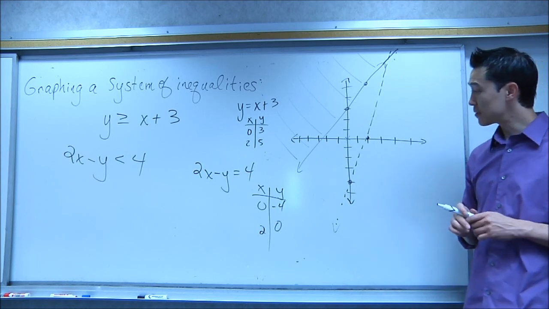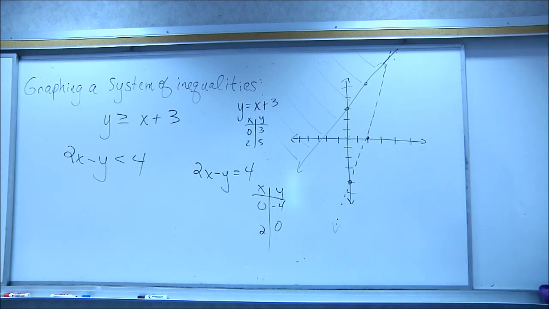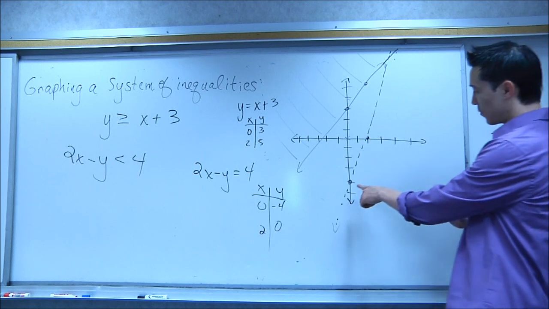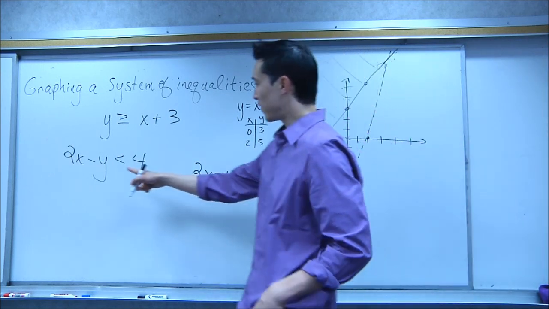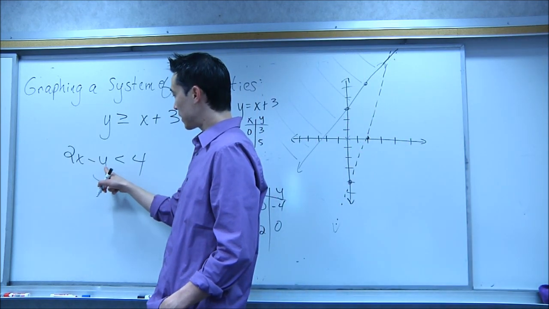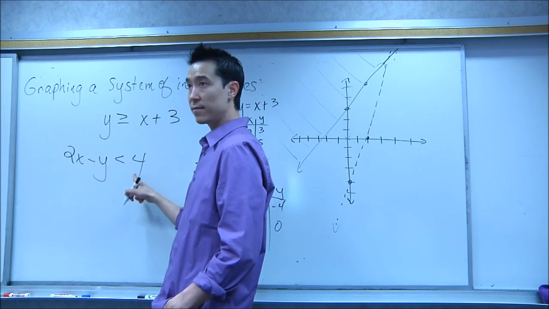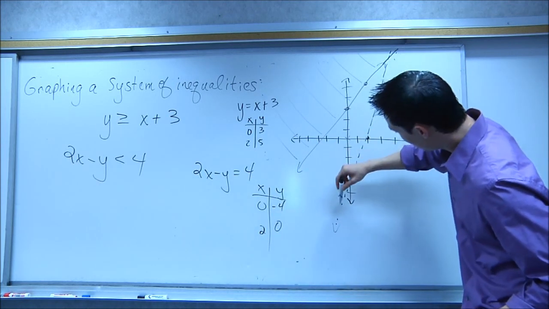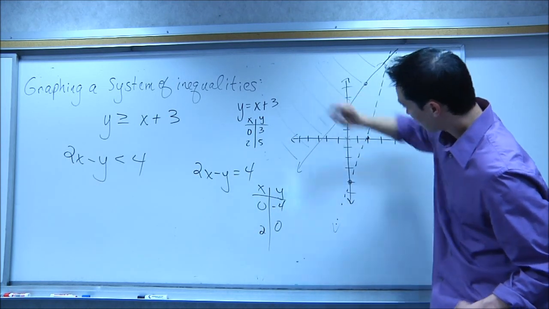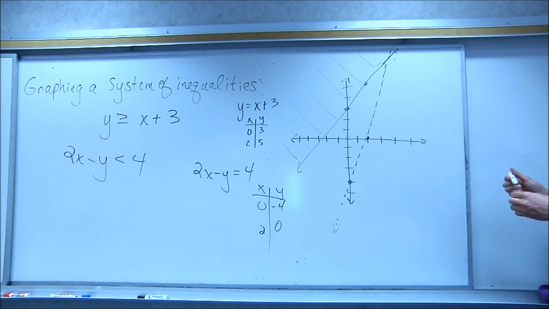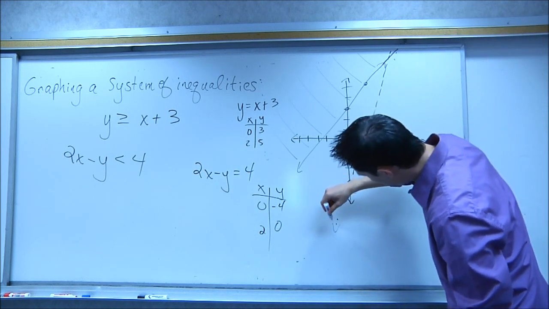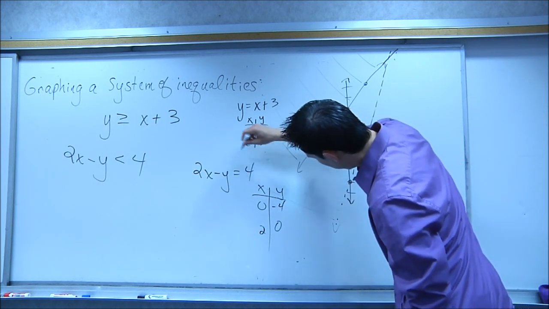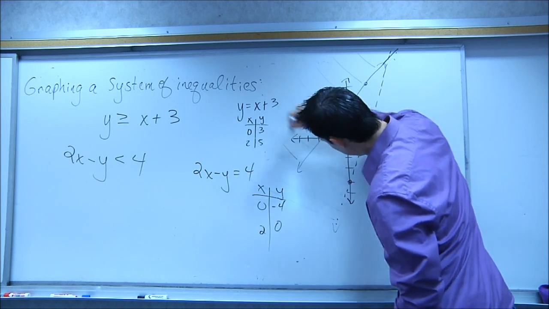Can I use a test point 0, 0 on this line? Yes. Now, if I plug in a 0 here, is 0 minus 0 less than 4? Is 0 less than 4? Yes, okay? So this line, I'm going to shade everything on this side too. Okay? Now, let's get another marker. So this line, I'm shading everything on this side.